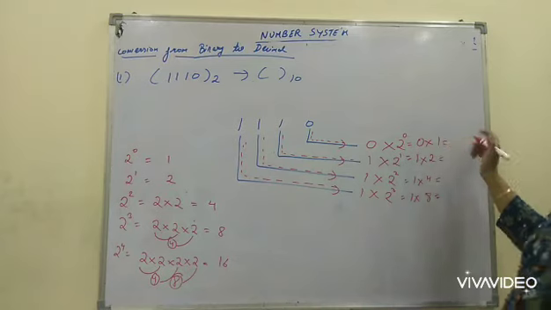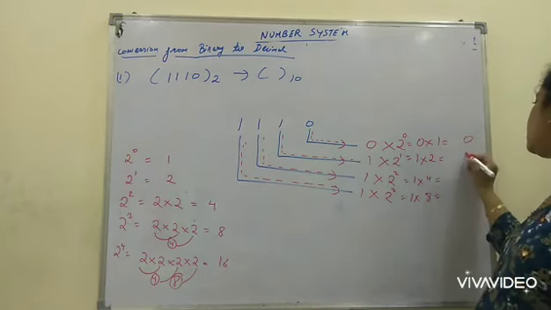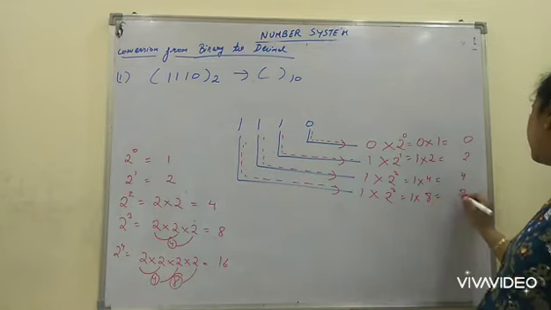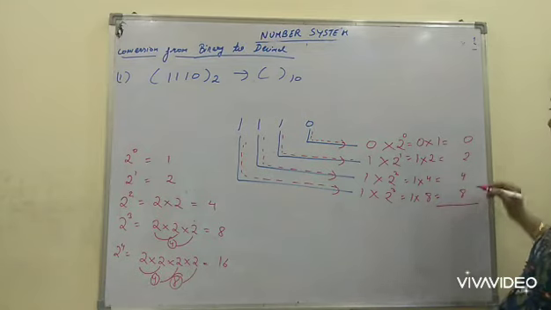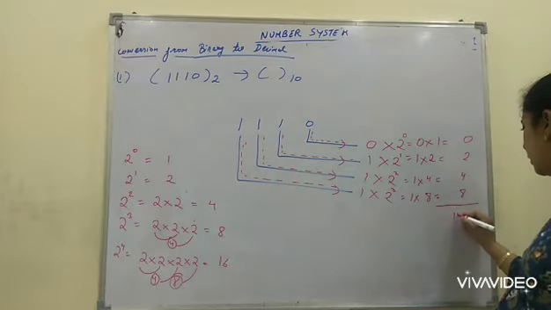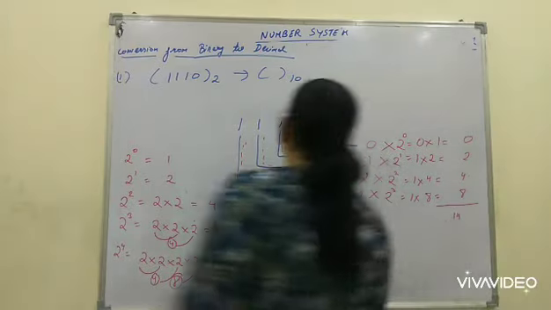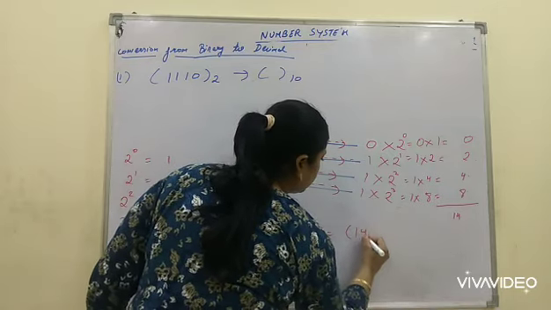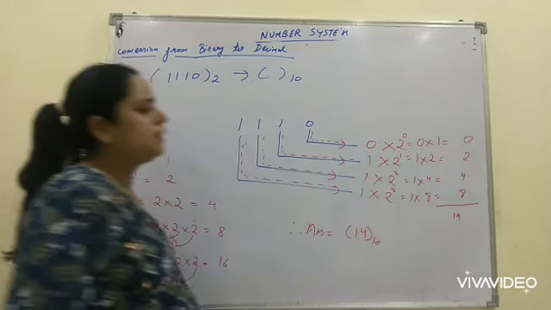0 into 1, 0. 1 into 2, 2. 4 into 1, 4. 8 into 1, 8. Now we will add it. 8 plus 4, 12. 12 plus 2, 14. Therefore, answer is 14 with base 10.